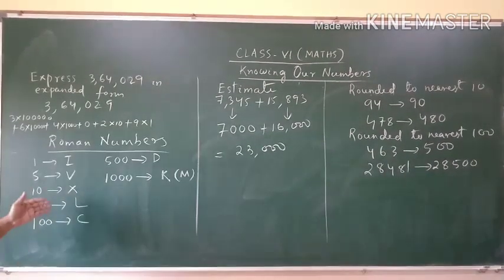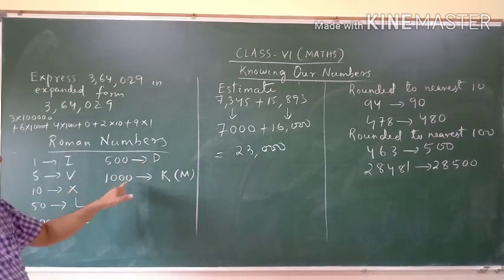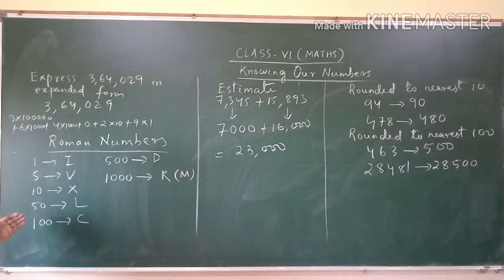Now coming to the last part of this chapter, Roman numbers. Look here. The basic numbers: 1 is I, the digit 5 is written in Roman as V, and the digit 10 is written as X. The digit 50 in Roman is L, 100 is C, 500 is D, and 1000 is M. If you memorize these Roman numbers, we can make any number out of them.